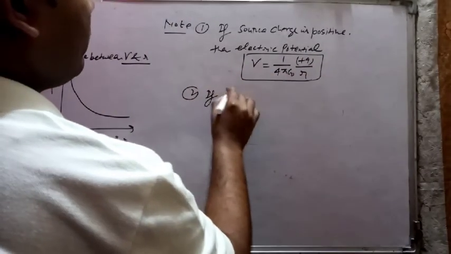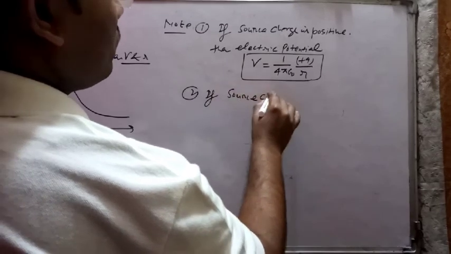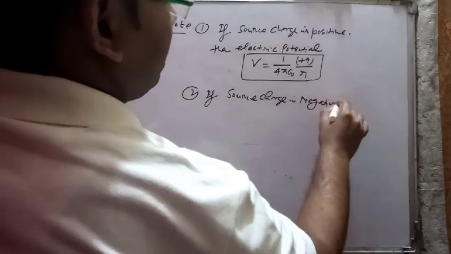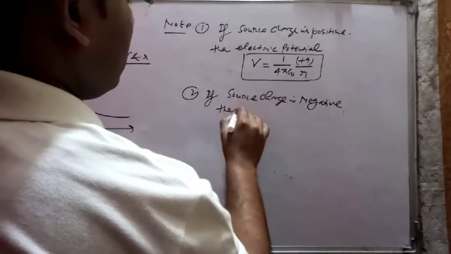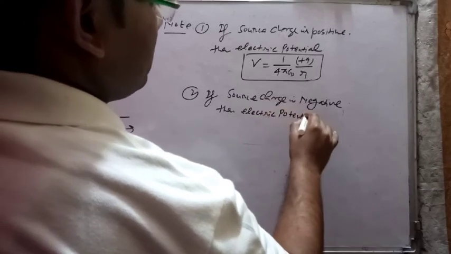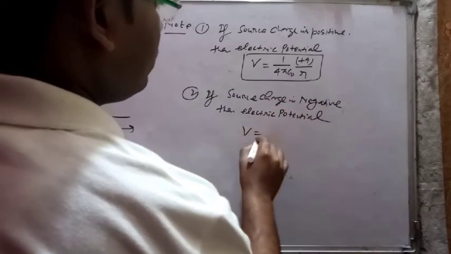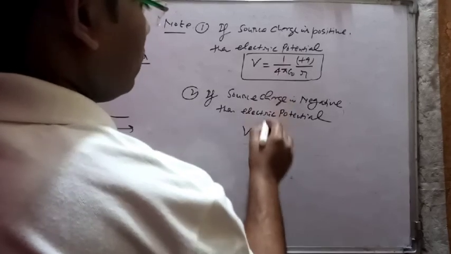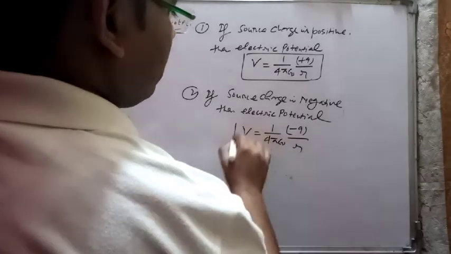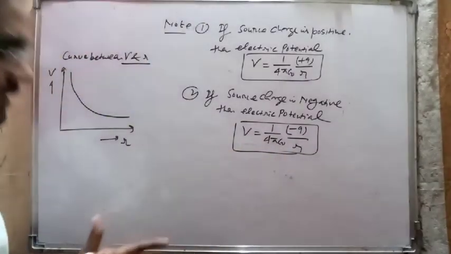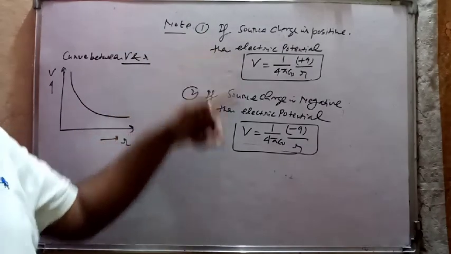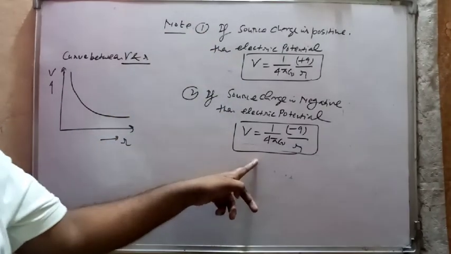Second one, if source charge is negative, then electric potential V is equal to 1 divided by 4 pi epsilon naught minus Q by R. Hence we say that electric potential due to positive charge is positive and the electric potential due to negative charge is negative.